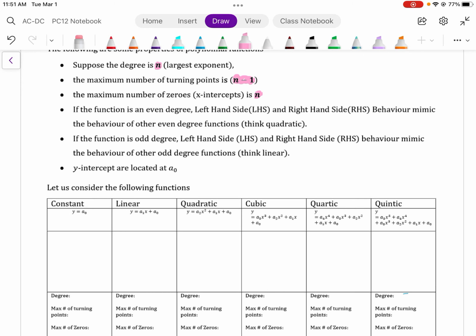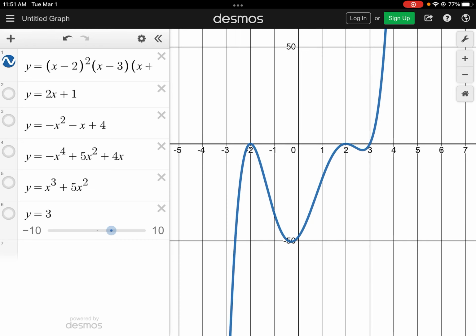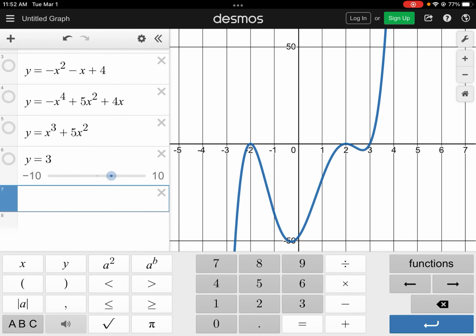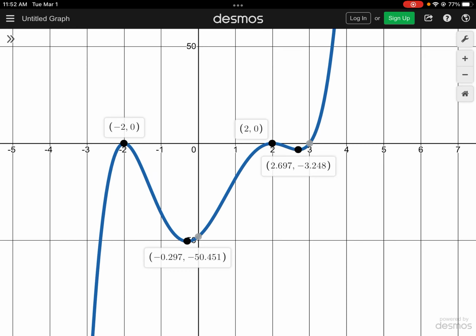So I'm just going to drop over to my previous screen here. Now, this is a degree 5. It's called a quintic function. And if you spot out the number of turning points, you're probably able to see quite a few. So for instance, there appears to be a turning point there, there, and there. So this is degree 5, but it has 4 turning points. Well, that was fairly nice. The number of zeros we have is 1, 2, 3.